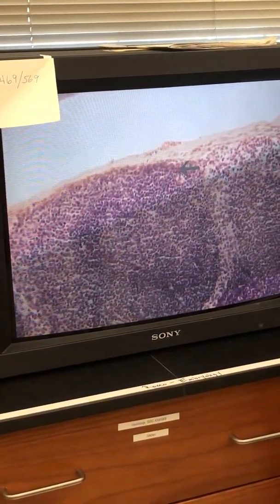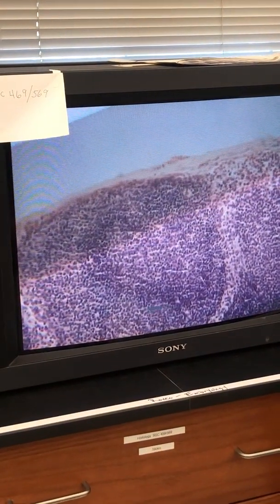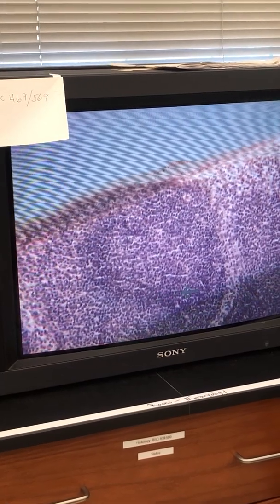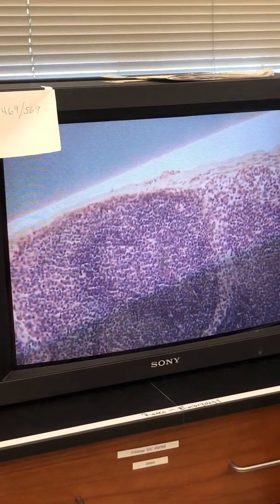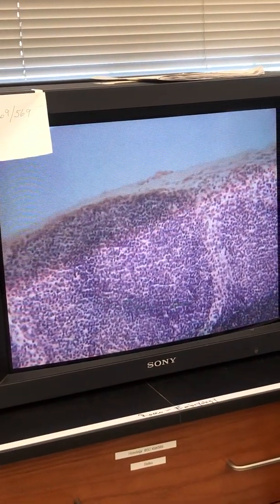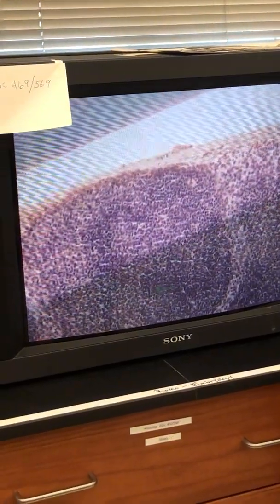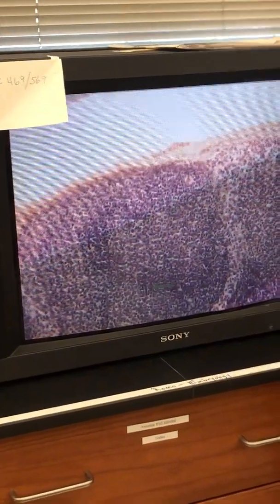So, what's this again? Capsule. What's this right there? Subcapsular sinus. And this, secondary nodule. And this, germinal center. What cells are in the germinal center? B lymphoblasts. What structure is this? The mantle zone, and it's the B lymphocytes. And what's outside? T lymphocytes.